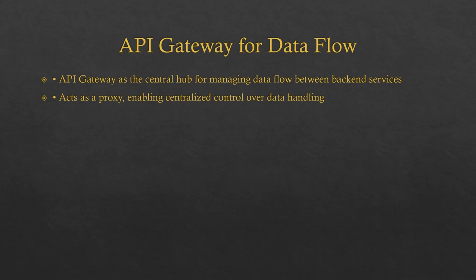An API gateway plays a critical role in managing data flow in distributed systems. It acts as the central hub, routing requests to appropriate services. It helps centralize control, making it easier to manage traffic between different components of the system.